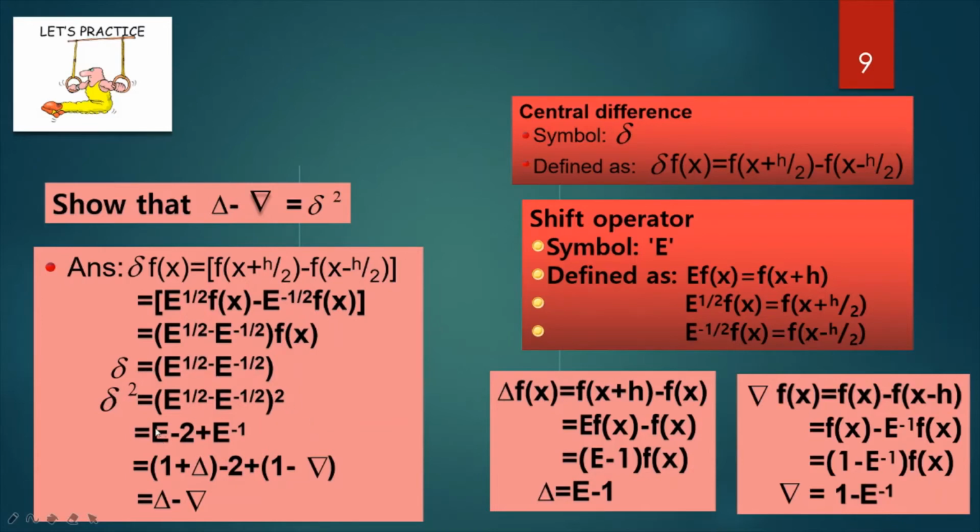So we get e minus 2 plus e to the power minus 1. And what is this e? E means 1 plus delta. And what is e to the power minus 1? It is 1 minus nabla. So we get the result: delta minus nabla equals small delta square.